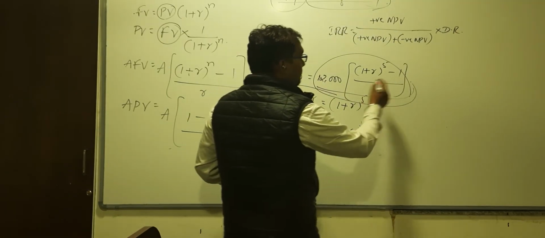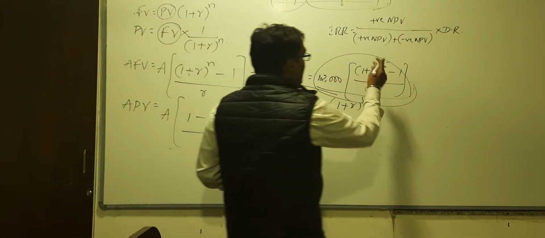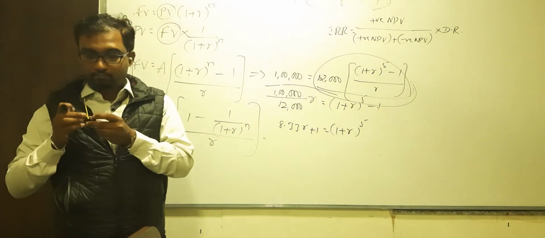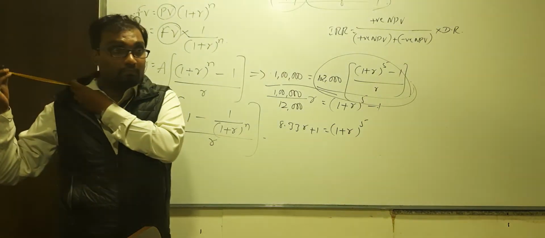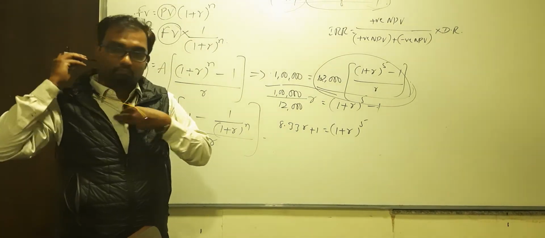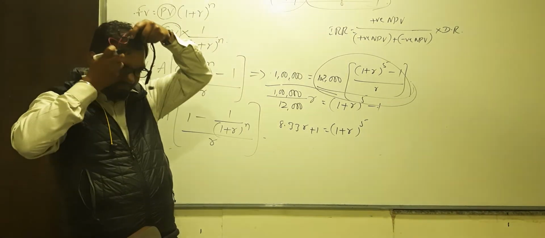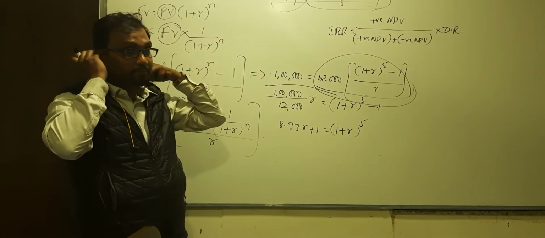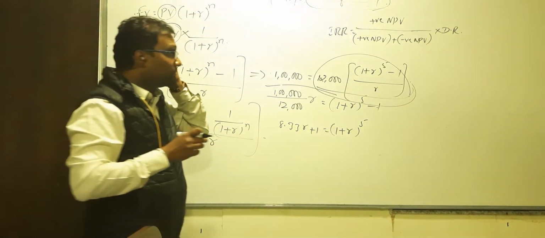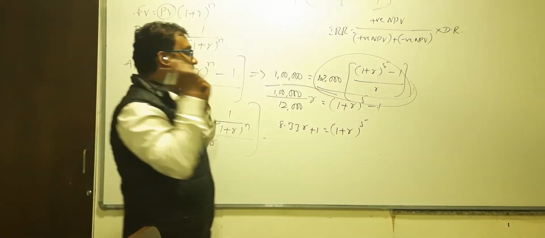Take the PVIF value from your table. 5 years at 10%, what is the value? 6.1051. Multiply with 12,000. Just by taking 10% rate, you have directly 12,000 given.